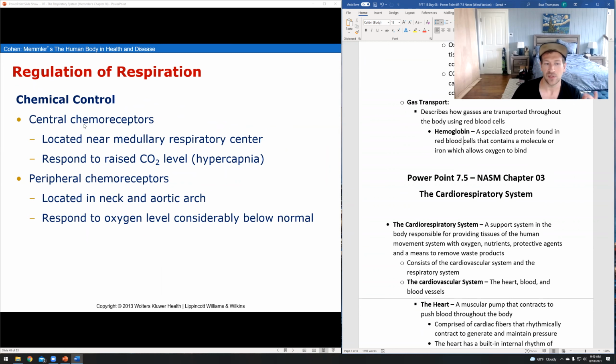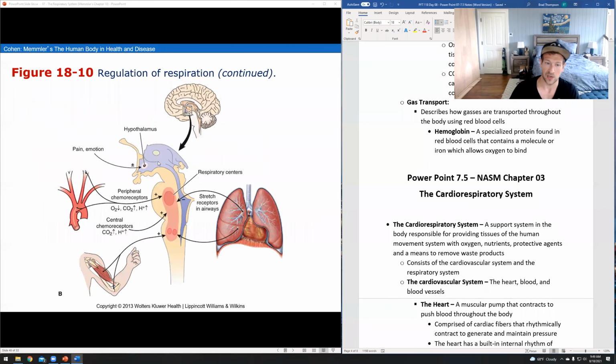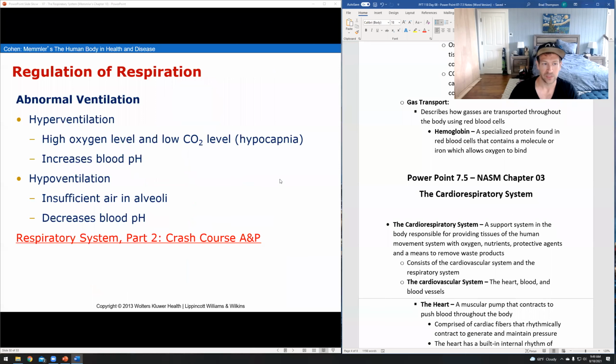So you've got these chemical receptors, chemoreceptors, that are responding to either how much oxygen's in your blood or how much CO2. They're there to taste basically how much oxygen. And if it's like, man, there's not enough oxygen in the blood right now, it will cause you to start breathing a little bit faster.